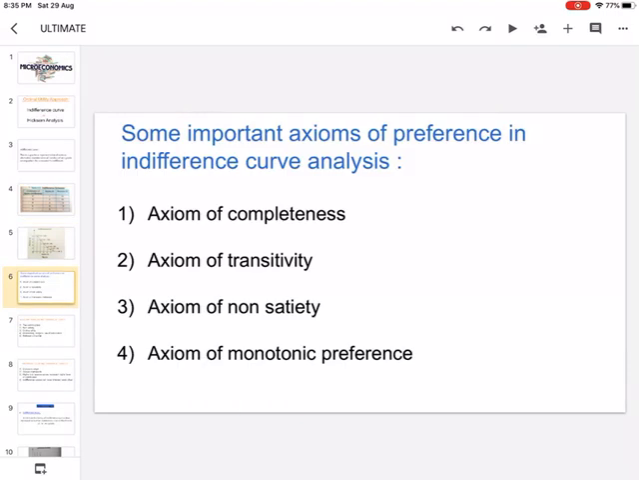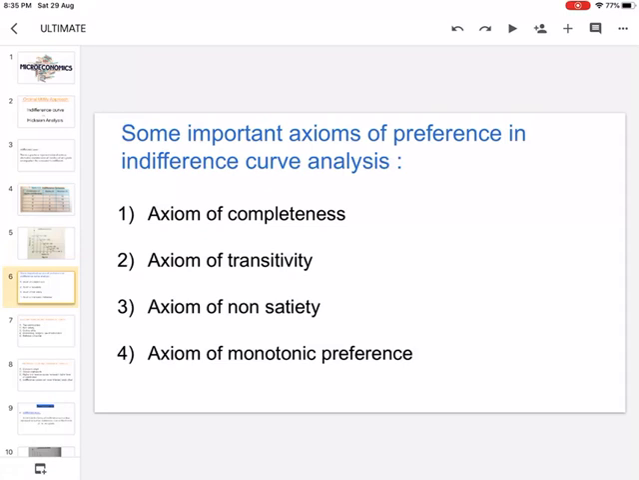Now this concept of indifference curve is associated with certain axioms of preferences. Let us just see what these axioms mean. It simply means that it has certain characteristics, okay? The first axiom is the axiom of completeness. It means that any two bundles can be compared.